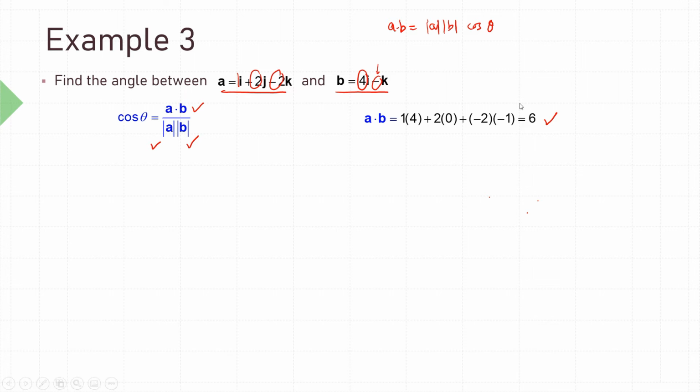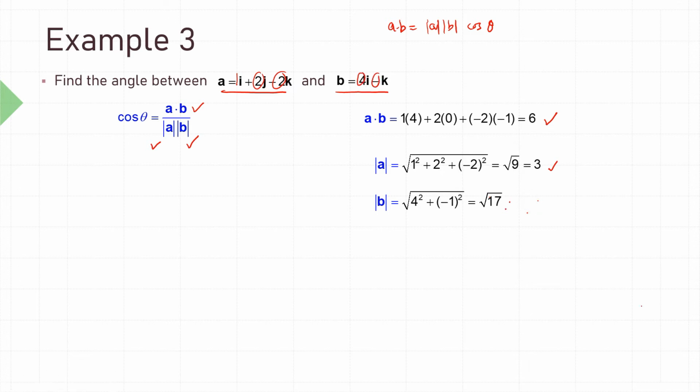Now we have to find the magnitude of A. How to find the magnitude of A? We use the formula for the magnitude, which is the square root of the addition of squares of each component. So you square 1, 2, and negative 2, and you get this one. For the magnitude of B, you just need to square 4 and negative 1 here and add them together, so we'll have square root 17. Plugging into this formula, 6, 3 and square root 17, therefore we have cos theta, which is given by this. Simplify this 6 and 3, we'll get 2 over square root 17.